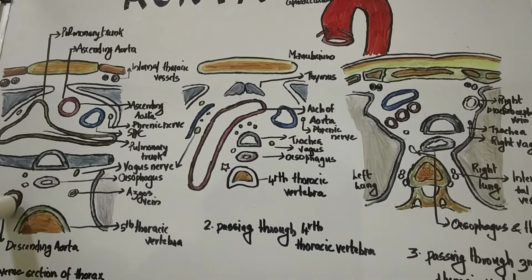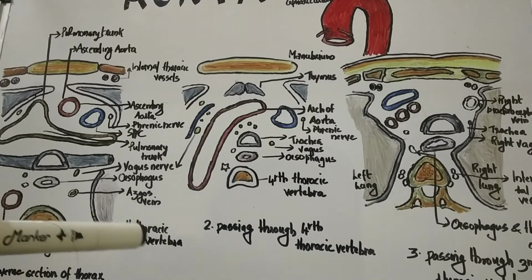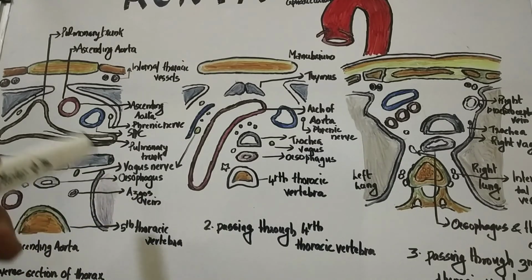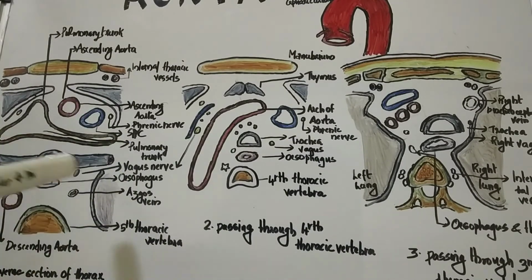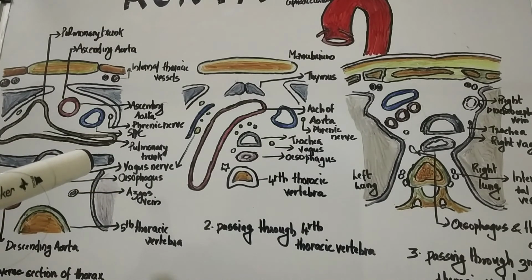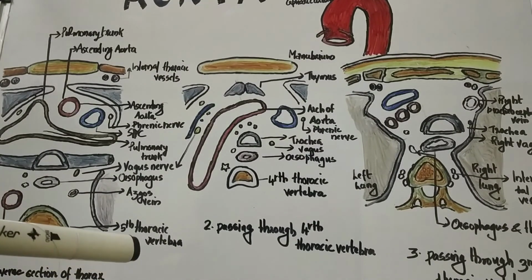So now we will discuss the branches of the descending aorta. There are so many branches, it is difficult to remember. They are the 9 posterior intercostal arteries, the subcostal artery on each side, the left bronchial arteries and the right bronchial arteries, esophageal branches, pericardial branches, mediastinal branches, and superior phrenic arteries. So these are the branches of the descending aorta. So this is the end of today's class.